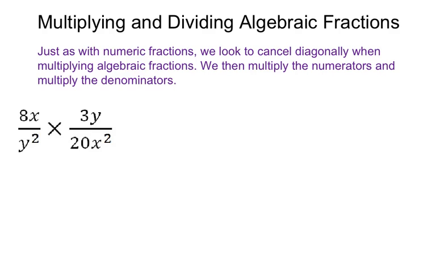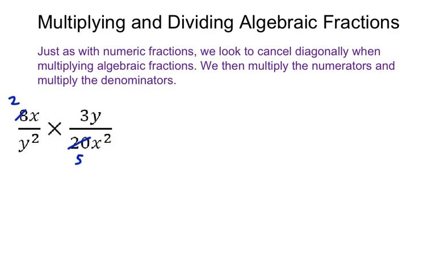Now we have 8x over y squared times 3y over 20x squared. In this one again, there are several things that we can cancel out. First of all, we're going to do the 8 on the top of the first fraction with the 20 on the bottom of the second fraction. Now the 8 is going to leave us with 2 when we divide it by 4, and the 20 is going to leave us with 5 when we divide it by 4.